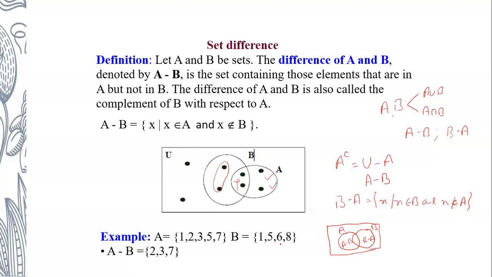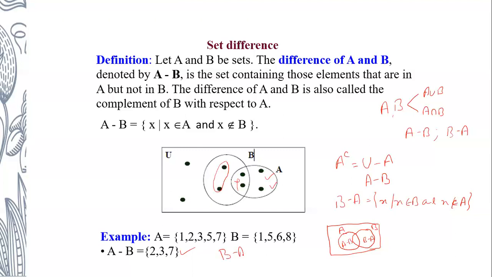Here you can see the example: A is 1, 2, 3, 5, 7 and B is 1, 5, 6, 7, 8. I want the elements of A which are not present in B. So 1 you cannot take, 2 I can take. 2 is an element belonging to A but not in B. 3 is an element belonging to A but not in B. Similarly 7. So 2, 3, 7 are the elements belonging to A but not in B. That is A minus B.